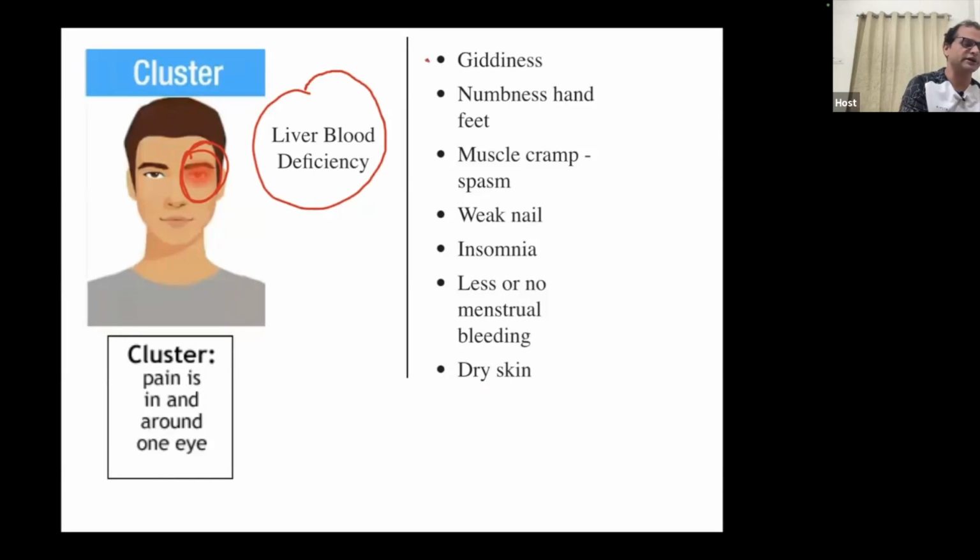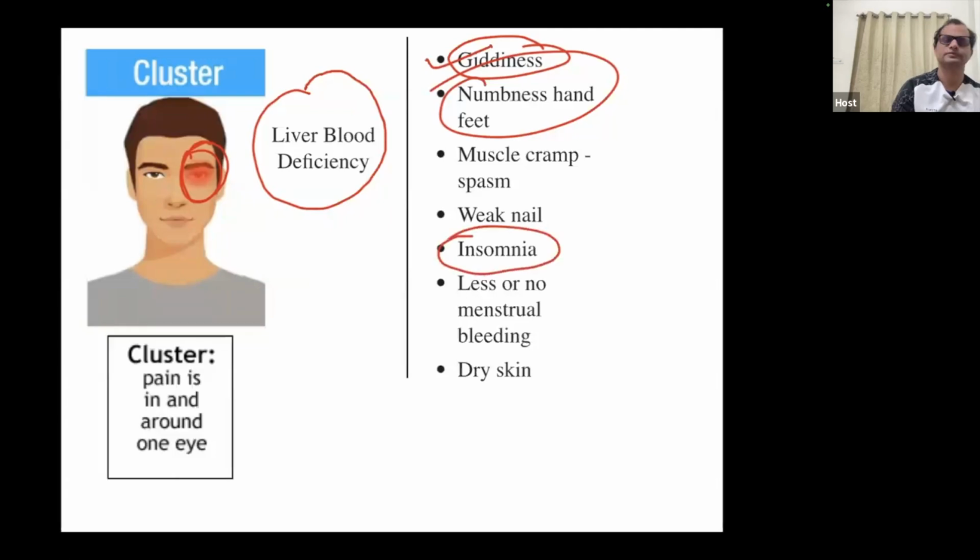The person will be suffering with giddiness because blood is not reaching the brain. Numbness in the hand and feet. And insomnia. We will understand insomnia in 2 ways. This is called 9 to 11. This is called 1 to 9 pattern.